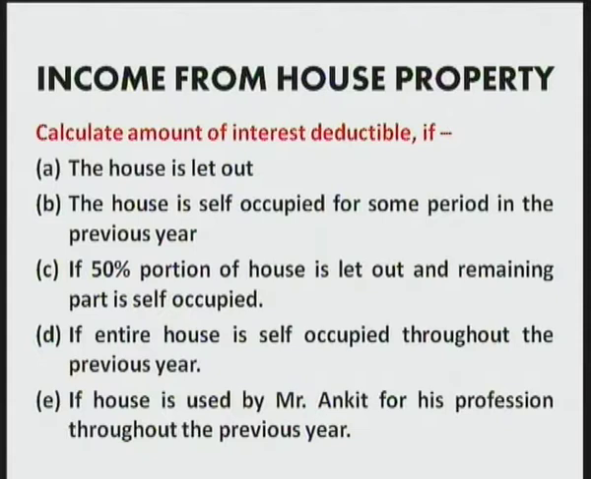Now, we have visualized 5 possible situations in which the interest on loan is dealt with. The first is the house is let out. The second is the house is self-occupied for some period in the previous year, and third is 50% portion of the house is let out and the remaining part is self-occupied. The fourth situation is if the entire house is self-occupied throughout the previous year, and last is if the house is used by Ankit for his own profession throughout the previous year.